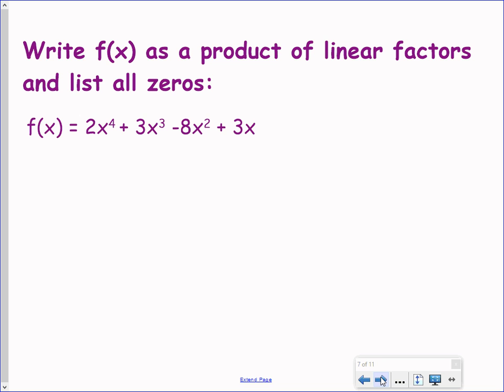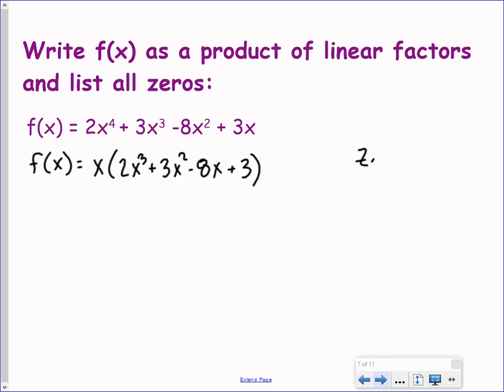One thing I do notice about this is all the terms have x. So at some point for the rational zero test or Descartes' rule, I'm going to have to factor out that x. I'm just going to do that right away. So I would factor out the x. X times the quantity 2x cubed plus 3x squared minus 8x plus 3. And by factoring out an x, I now have found one of my zeros. One of my zeros is 0 because I have a factor of x. And I now have one of my linear factors.